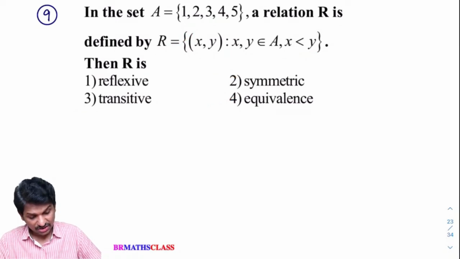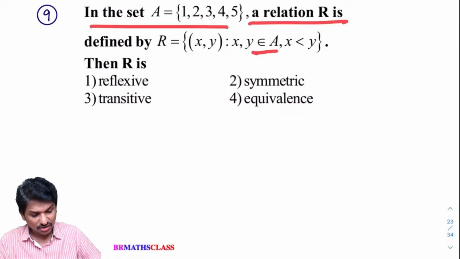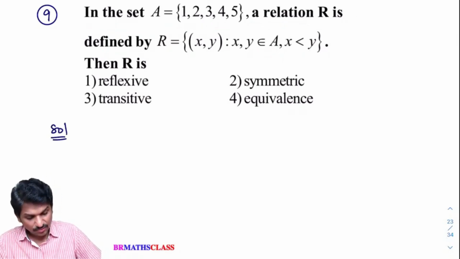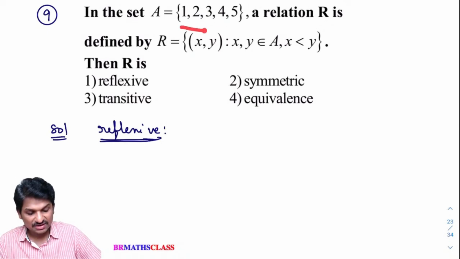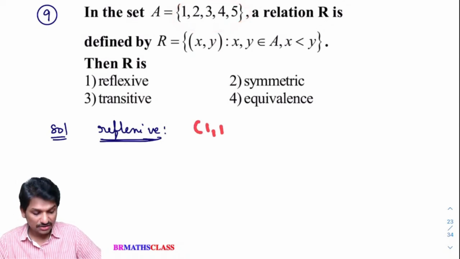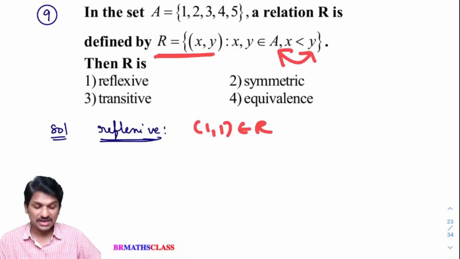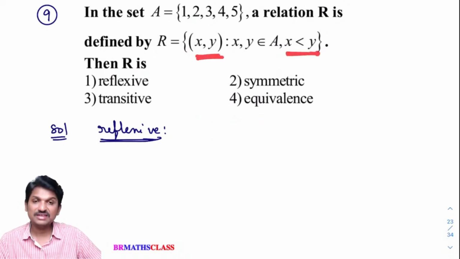This is a relation on this set. R is a relation on A, and x, y both belong to set A. Here it is a very easy thing. Is it reflexive or not? When can I say reflexive? If (1, 1) belongs to the relation, then I say that this relation is reflexive. This relation contains all ordered pairs such that x is less than y.